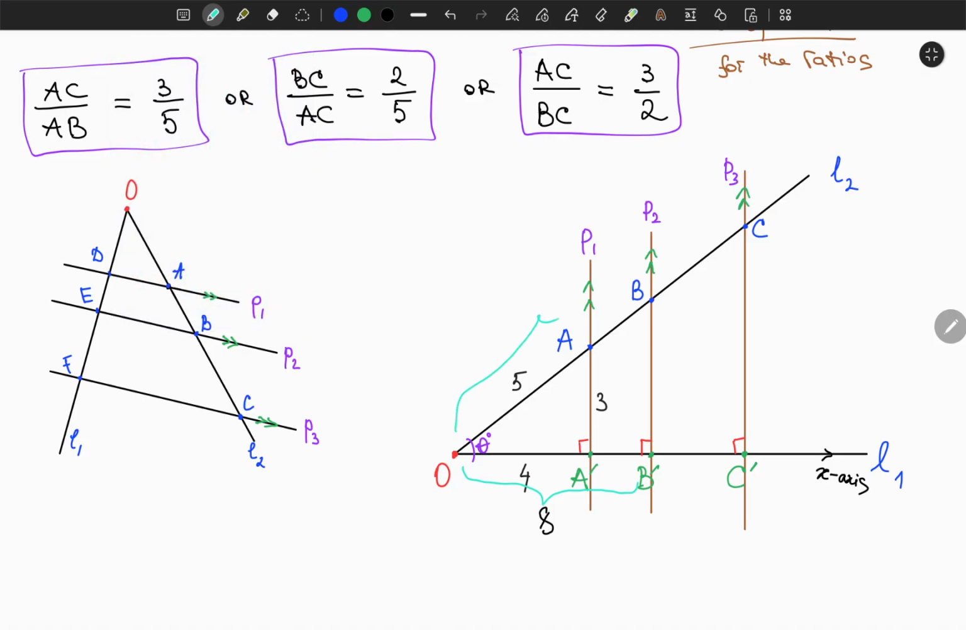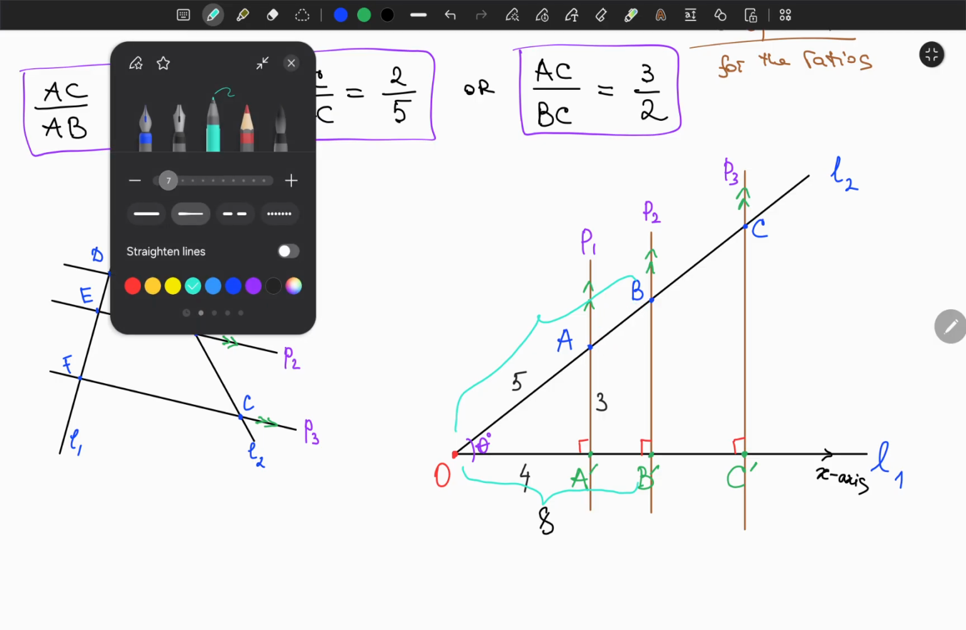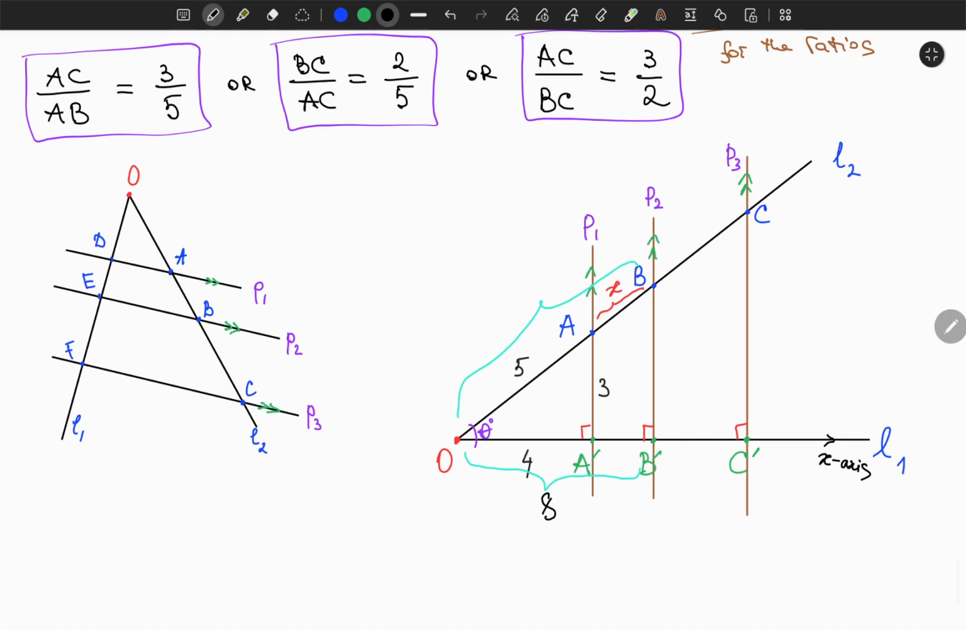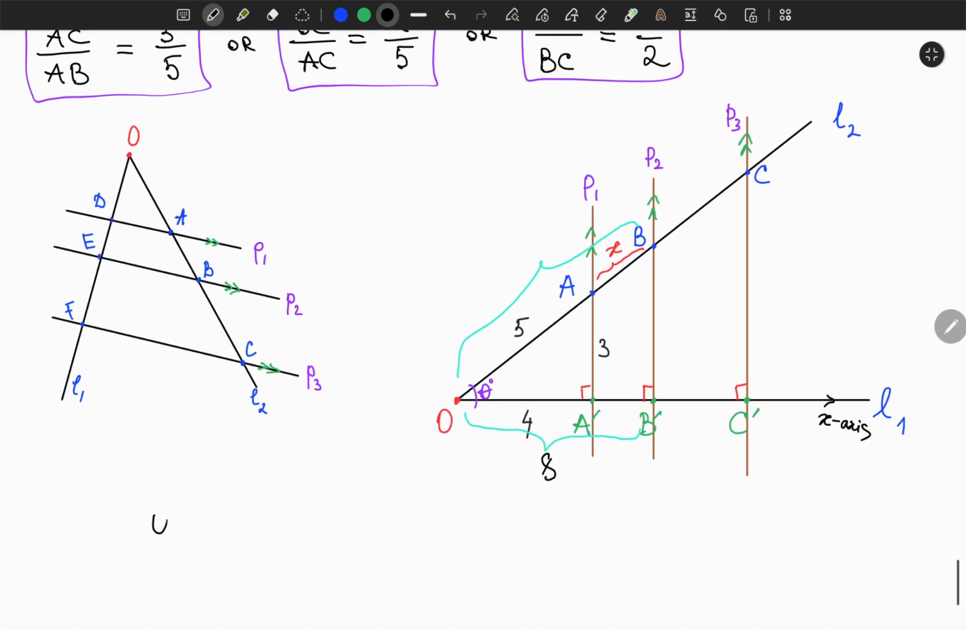All right, the total we also don't know, and we don't know this part. Let it be any number. Let it be x in our case. That part, let it be x. Then the total OB is going to be 5 plus AB, and we said that AB, let it be x.